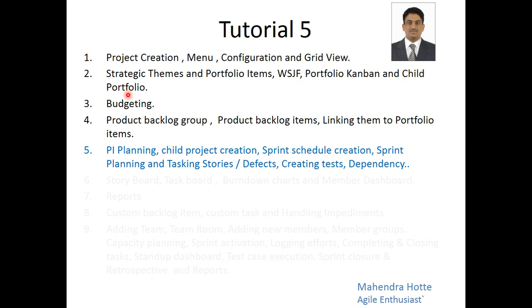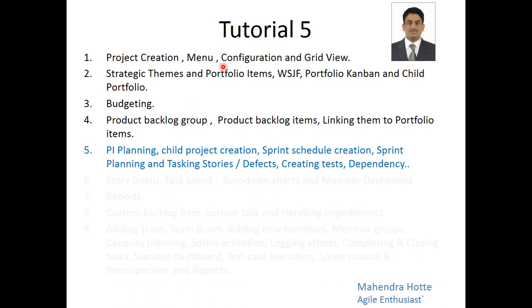Agile Enthusiast. In the first tutorial we saw project creation, menu bar, configurations and the grid view. The second tutorial was all about strategic themes, portfolio items, WSJF and things like that. The third was dedicated to budgeting. Fourth was all about creating a product backlog group, product backlog items and linking them to the portfolio items.